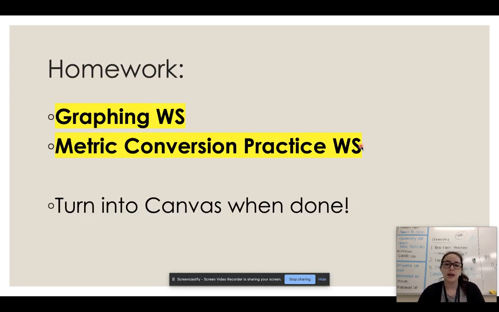So your homework now is you need to complete the graphing worksheet and a metric conversion practice worksheet and turn those into Canvas when done. When you're in class, we're going to be working on a lab, going over volume, and so we will review some of these concepts. However, you should have enough to successfully complete the following worksheets. Remember, if you have any questions, please email me.